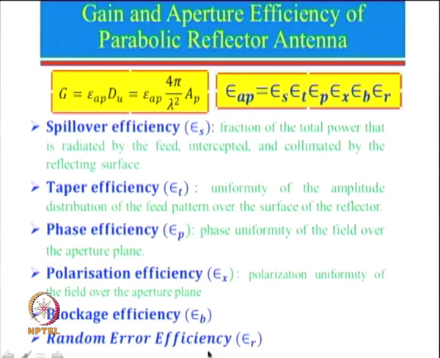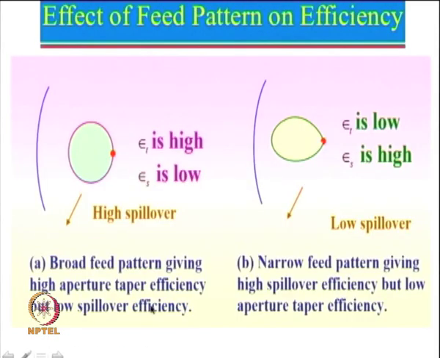So in the beginning we will look at these two in more detail, and then we will talk about these efficiencies later on. So let us first look at spillover efficiency and taper efficiency. Now spillover and taper efficiency depend very strongly on the radiation pattern of the feed element. So here are 2 examples.